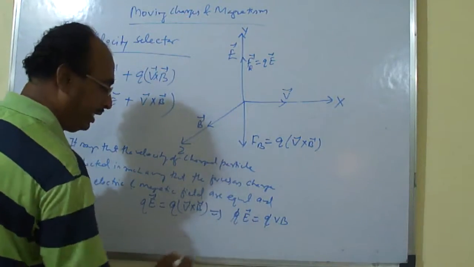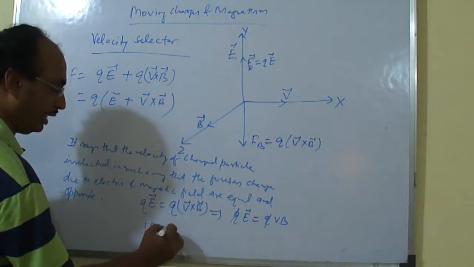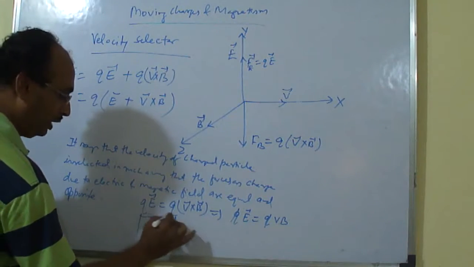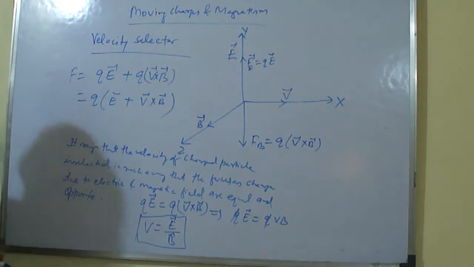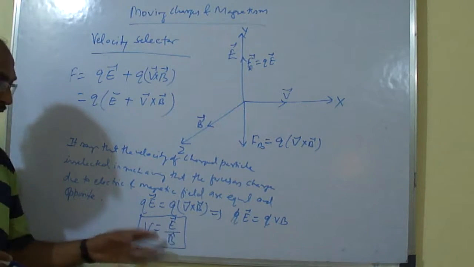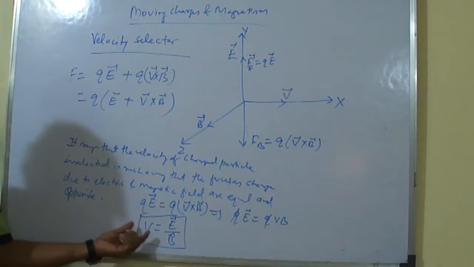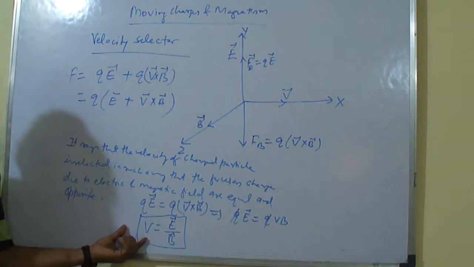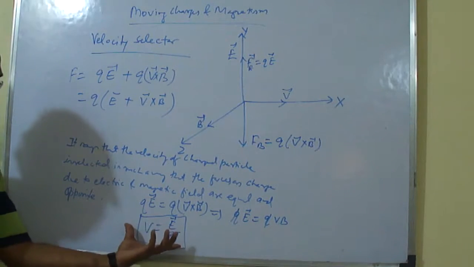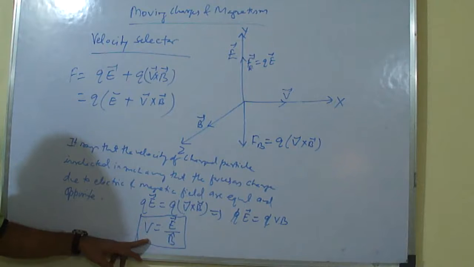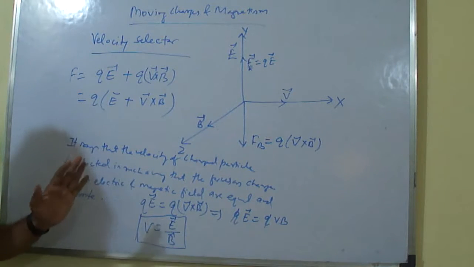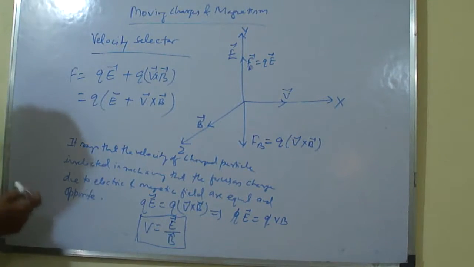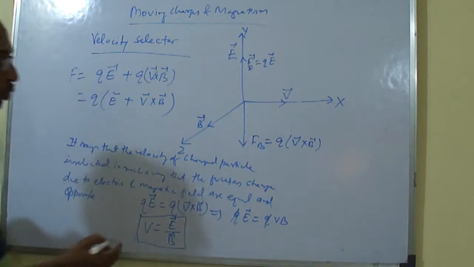So this Q will get cancelled, and V is equal to electric field by magnetic field. The ratio of electric field and magnetic field is adjusted in such a way that the required velocity can be obtained. That's why it is called velocity selector. This particular expression is called velocity selector, which is applied in cyclotron.